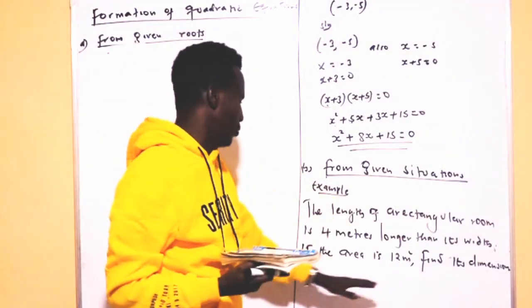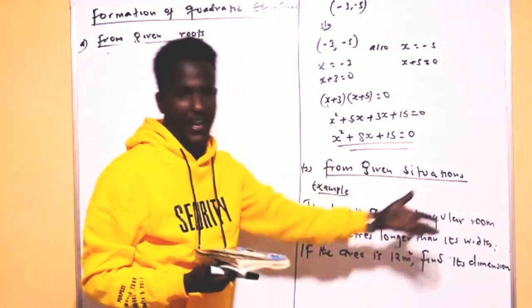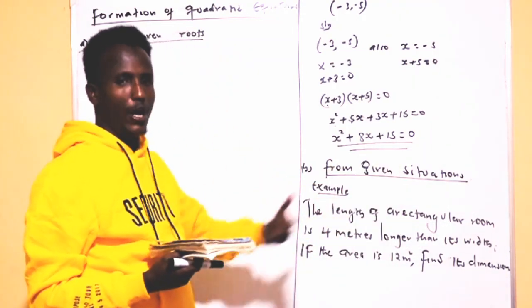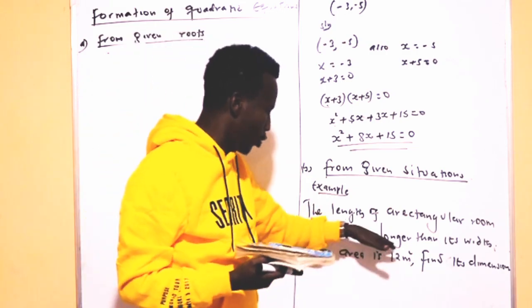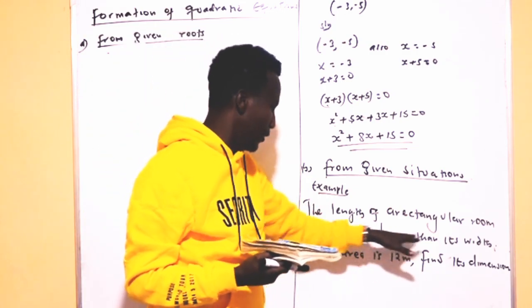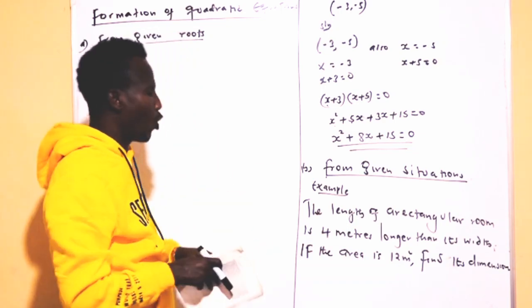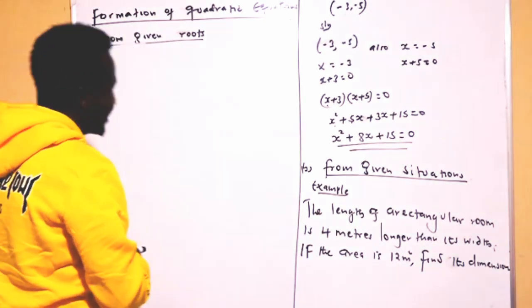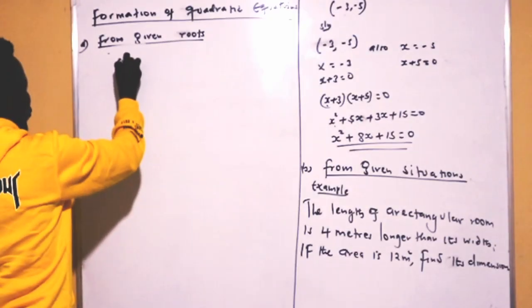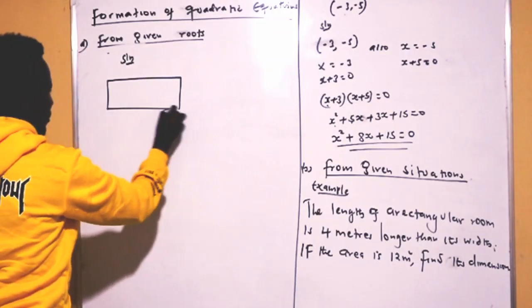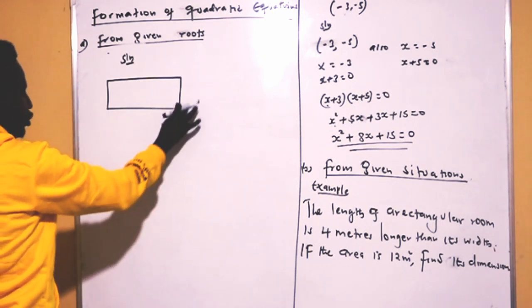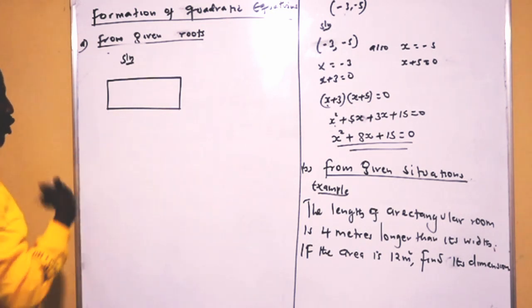Now, if you read this statement, you are told the length of a rectangular room is 4 meters longer than its width. We are comparing the two dimensions, longer than. This is the comparative form of the adjective in English. So let's sketch now. Come to the solution. We sketch. This is how a rectangle looks. This is what we normally call the length. So you are told the length is 4 meters longer than the width.